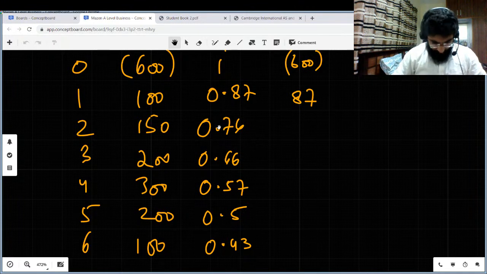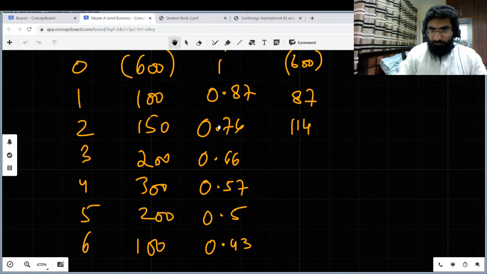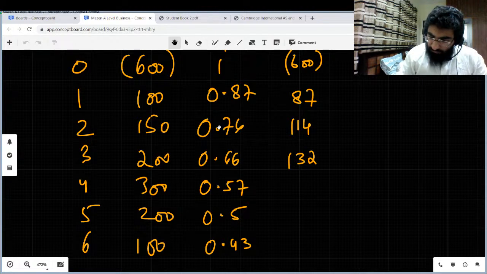It's 114. Then for 200 times 0.66, 132. Then 300 into 0.571, this will be 171, and the last will be 43.